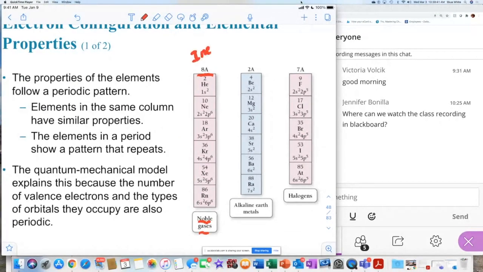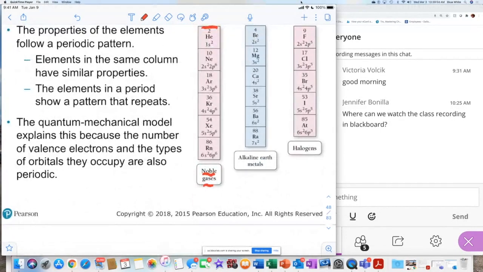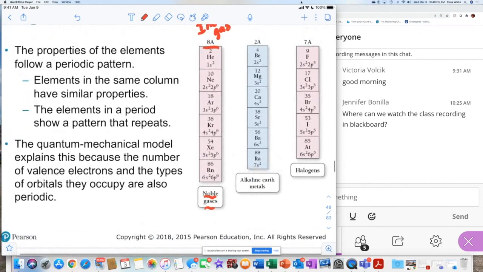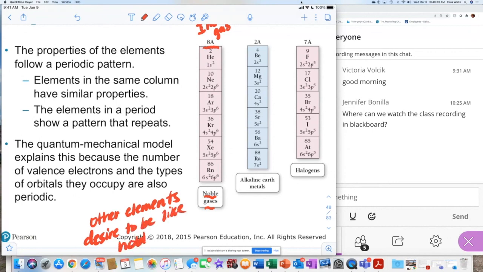The other term for these gases is inert gases. The rest of us, we call them inert. I mean, we call them noble gases too, but inert. What makes them noble gas? Why do they get a name for themselves? Because most of the other elements either gain electrons, lose electrons, or share electrons because they want to be like noble gases. So other elements desire to be like noble gases.